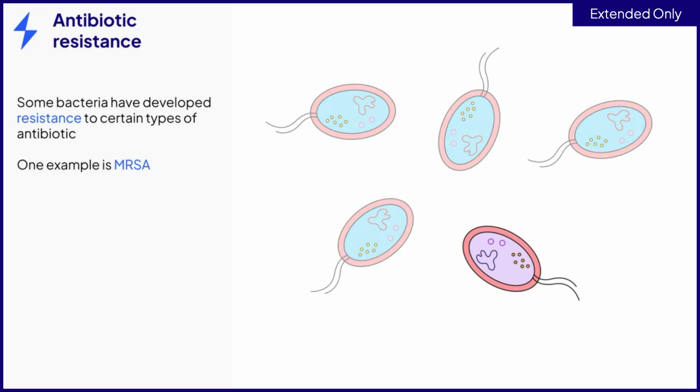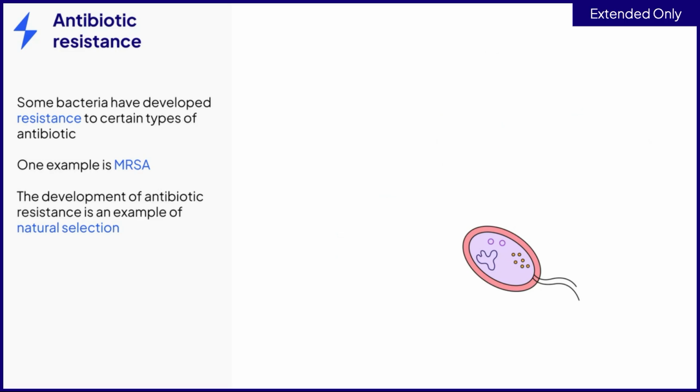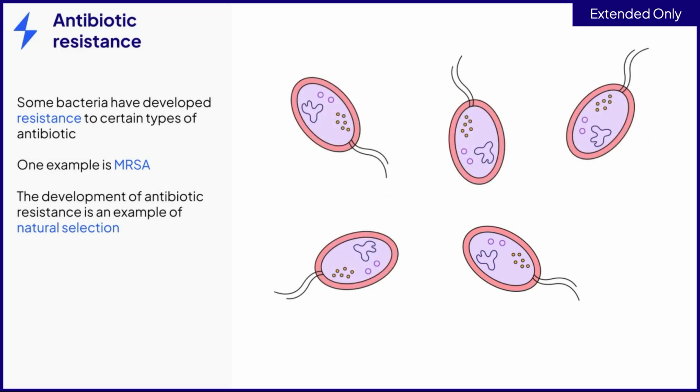to MRSA. Antibiotic resistance is an example of natural selection, as resistance develops in certain individuals from a random mutation within the bacteria population. These individuals survive antibiotic treatment and so pass on their resistance alleles to future generations of bacteria, as shown in the animation here. The remaining population is killed by the antibiotics.